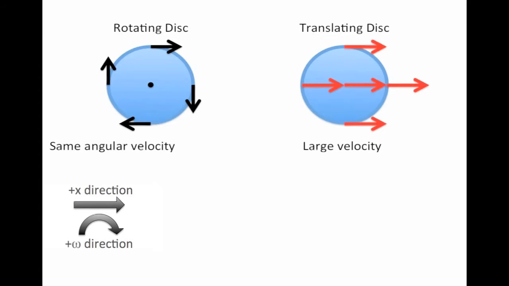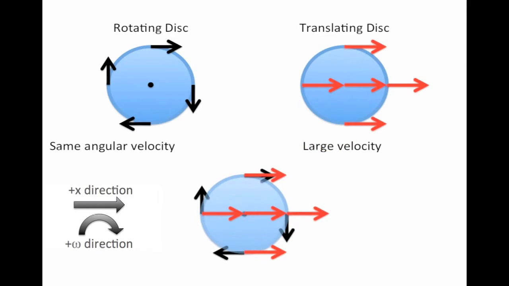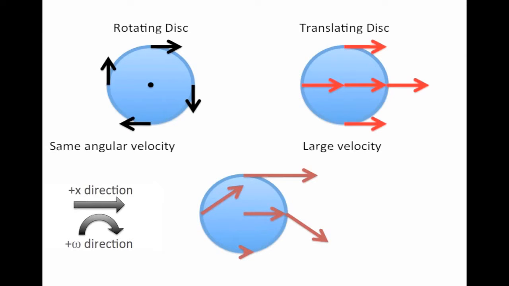If we increase the velocity, and then add the vectors together, we can see that we get a slightly different result. Now the bottom of the disk is moving in the same direction as the disk as a whole.